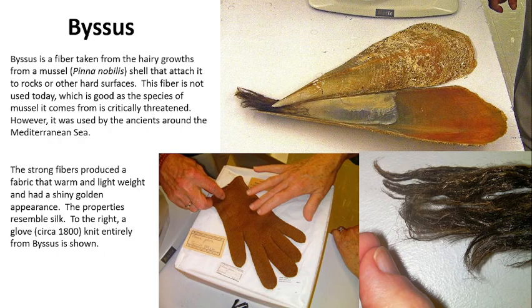Now, this fiber from this specific species of mussel was harvested and spun into yarn and woven. There are some texts showing that it was used, although not widely, in Greek and Roman times, and other ancient civilizations around the Mediterranean Sea, where the mussel calls home. It's a rather large mussel, as you can see by this guy standing next to it. It's really big, which makes the fibers at least a little bit easier to harvest.